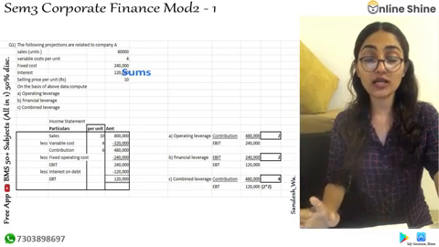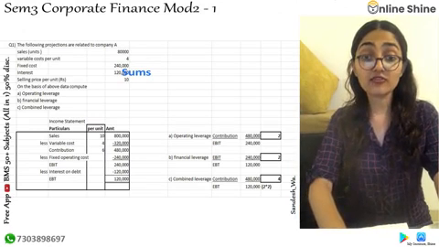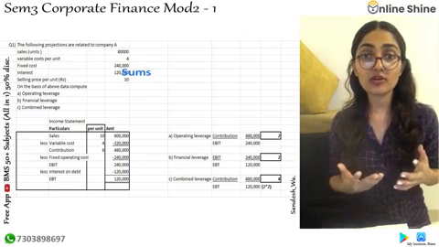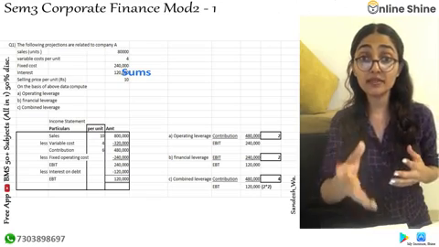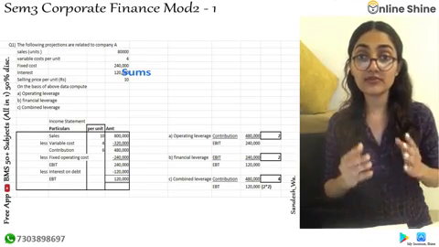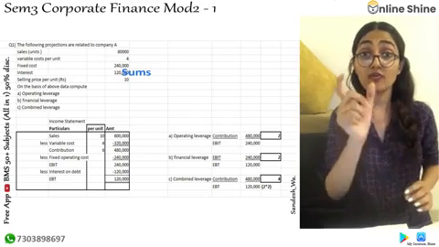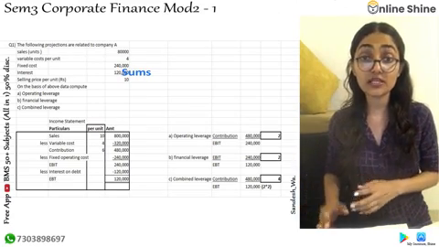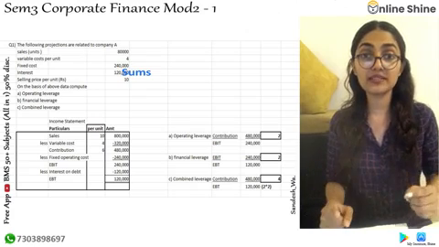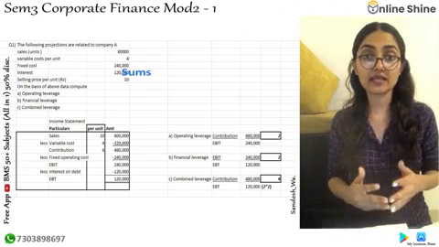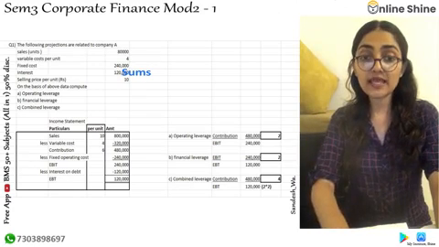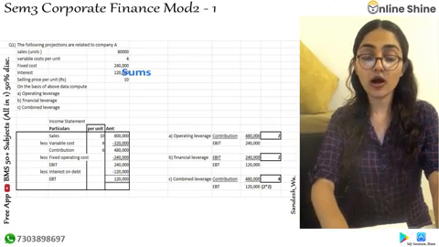These were your formulas. So now what they have given: the following projections are related to company A. See, now you have mostly MCQ based questions, so be prepared that there will be sums relating to these formulas. There will be MCQ sums like how much will the operating leverage be, how much will the financial leverage be. Such kinds of sums will be there in your exam. So remember the formulas.